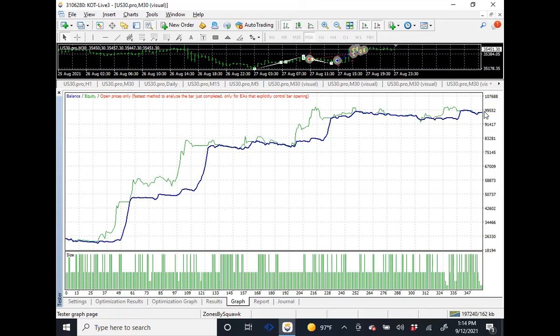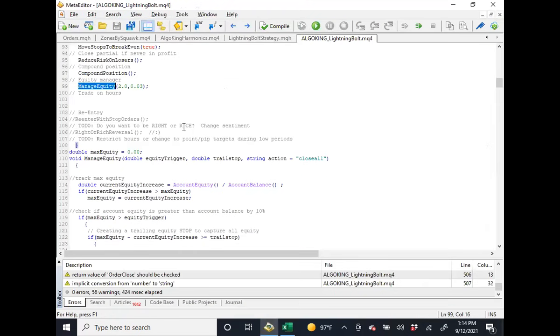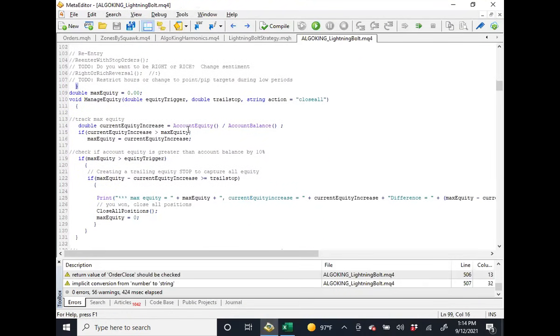And now you notice that we should have seen an increase in account balance. So let's take a look at the report. So we went from $68,000 to $73,000 in total net profits, and that's just an account equity play. So there are many different things that you need to do to manage your account. And this is the account equity play here.